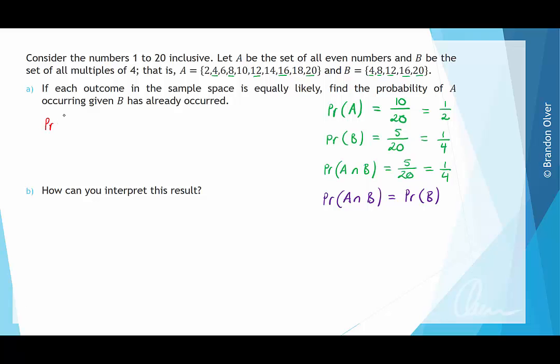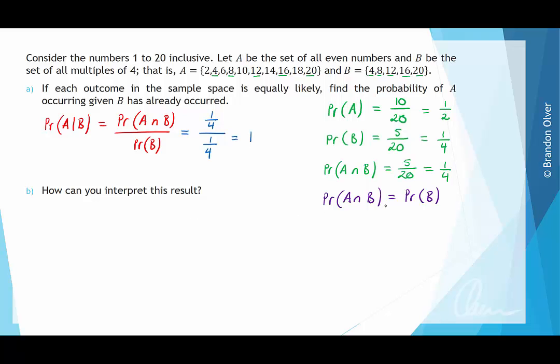With this information, we're going to find the probability of A occurring given B has already occurred. That's the probability of A intersecting B over the probability of B. From the calculations on the right hand side, we know that the probability of A intersecting B is 1/4, and the probability of B is also 1/4. So we find that 1/4 divided by 1/4 is equal to 1.